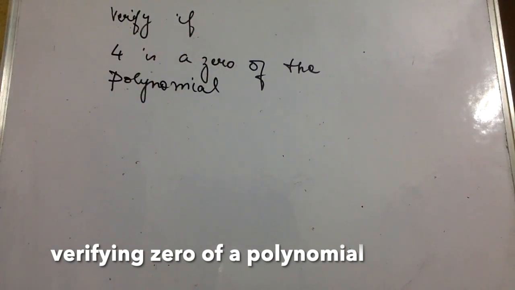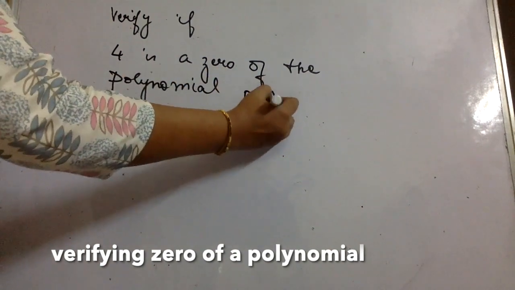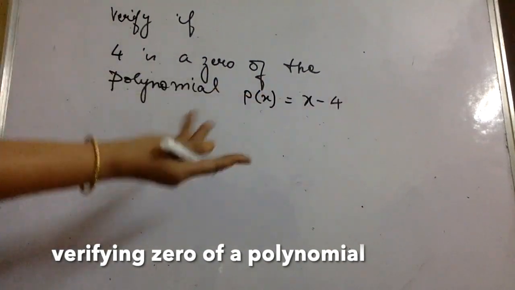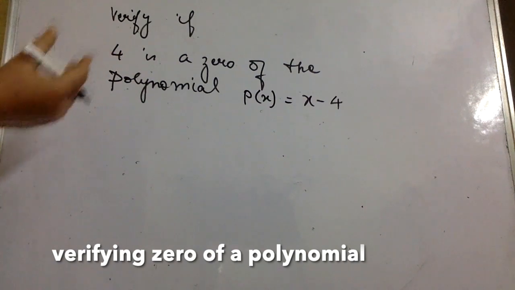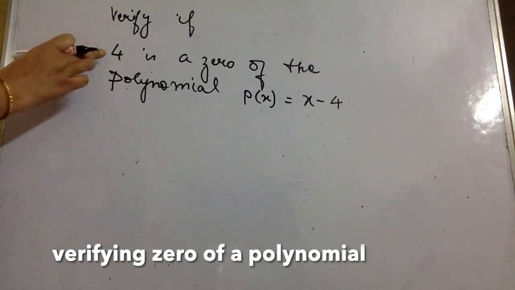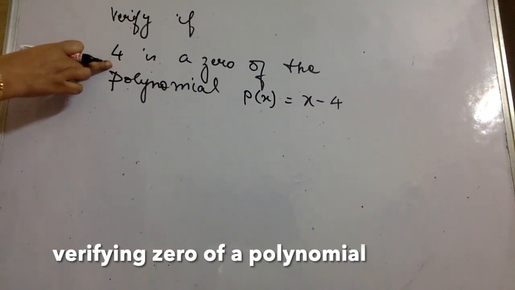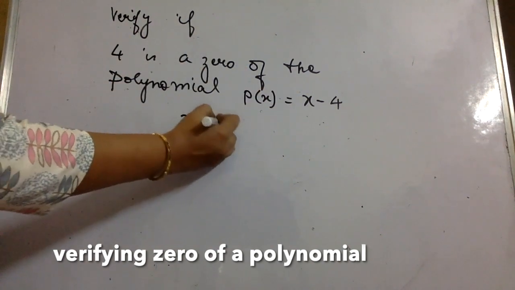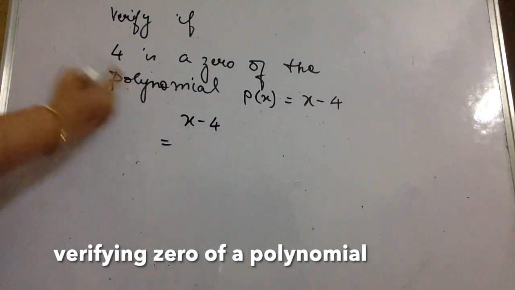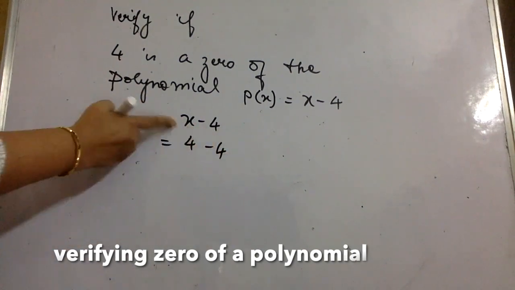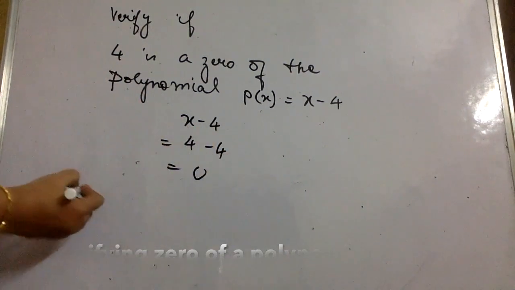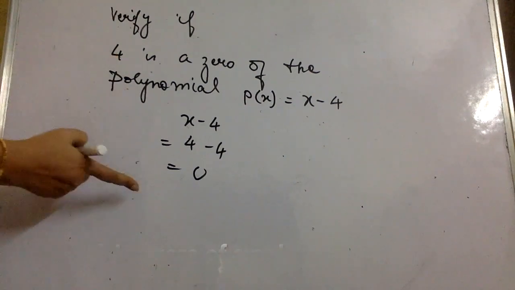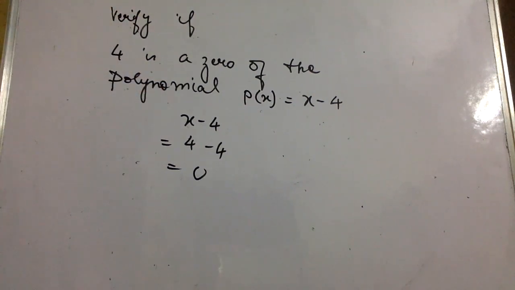What is the polynomial? P(x) is x minus 4. So it is the same question written in a different way. Okay, so we have to verify. What do we do? Since they have given us a value of 0, we substitute it in x minus 4. After you substitute, 4 minus 4 is equal to 0. Definitely 4 is a 0 of this particular polynomial.